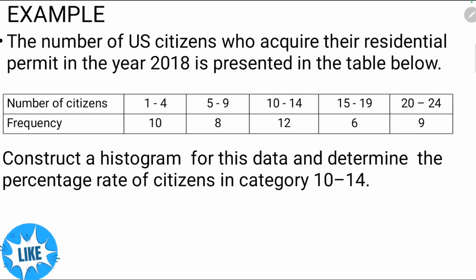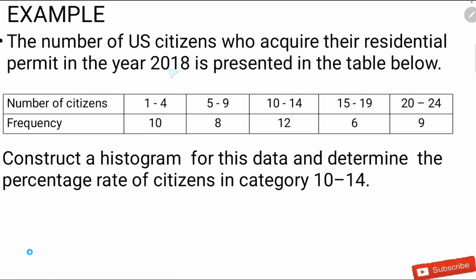So let's take an example. The number of US citizens who acquired their residential permit in the year 2018 is presented in a table below. So these are the number of citizens here in class intervals, and then the number of frequencies that fall within each class or interval here. We have 10, 8, 12, 6, and 9.